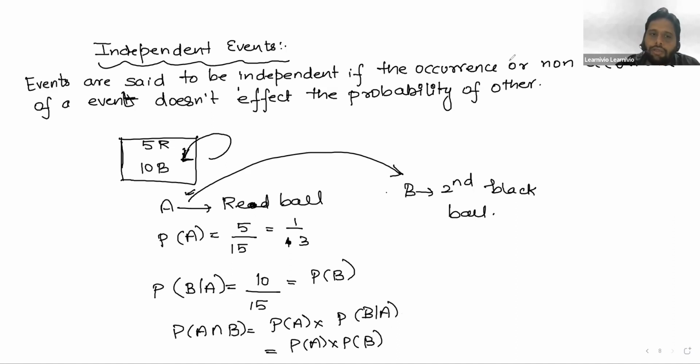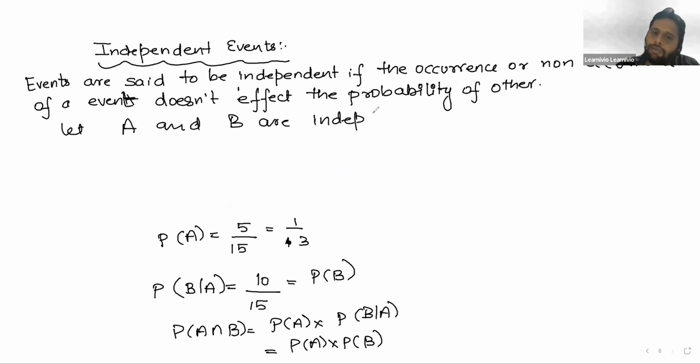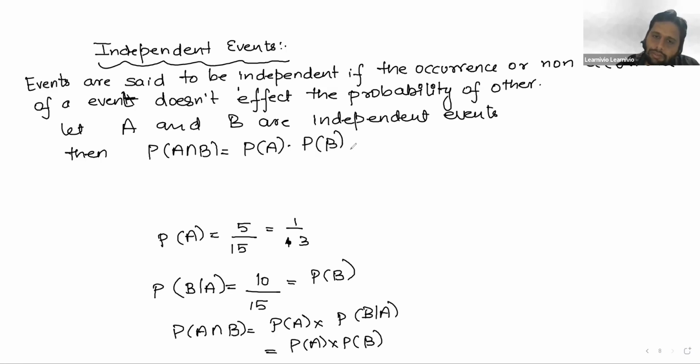So that's why when events are independent, we have this formula. Let A and B be independent events. Then P(A intersection B) is what? This is equal to P(A) into P(B). Is this clear? Huzefa, Saf, Nabil, Noma, is this clear?